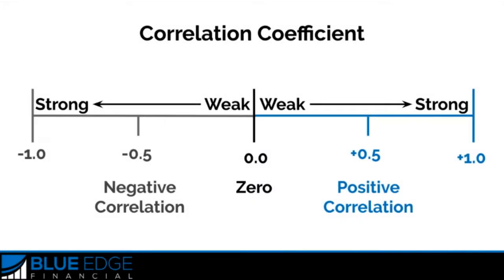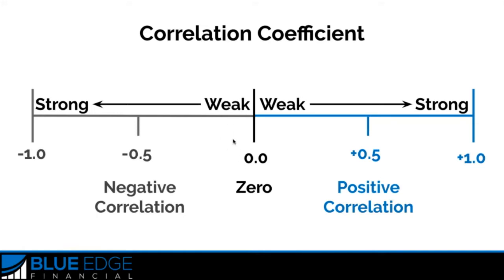In the last section, we mentioned that the closer the correlation coefficient of a pair is to -1, the more negatively correlated the pairs are, or in other words, the closer they are to moving in complete opposite directions all the time. And the closer to a +1, the more positively correlated the pairs are, or in other words, the closer they are to moving in exactly the same direction all the time.